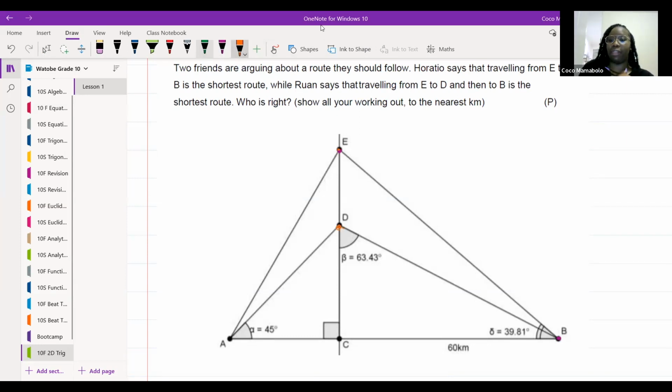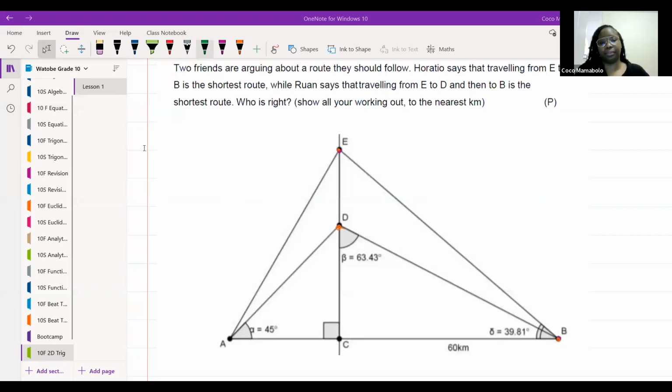From E to D and then to B is the shortest route. Who is right? Show all working out to the nearest kilometer. Now, this is a length problem. I want a brave volunteer to tell me, because what we're actually going to be looking for here, guys, are 3 different lengths. Who can name those 3 different lengths that we need to be looking for?